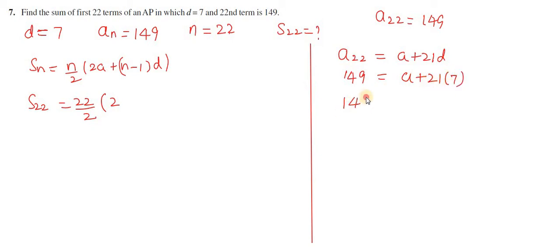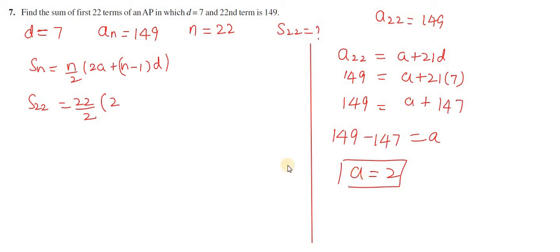So here 149 is equal to a plus 21 into 7. What is 21 into 7? It is nothing but 147. When I transpose 147 to the LHS, we get 149 minus 147 is equal to a. Therefore a is equal to 2. a is equal to 2. Now we can replace the value of 2 and find S22.